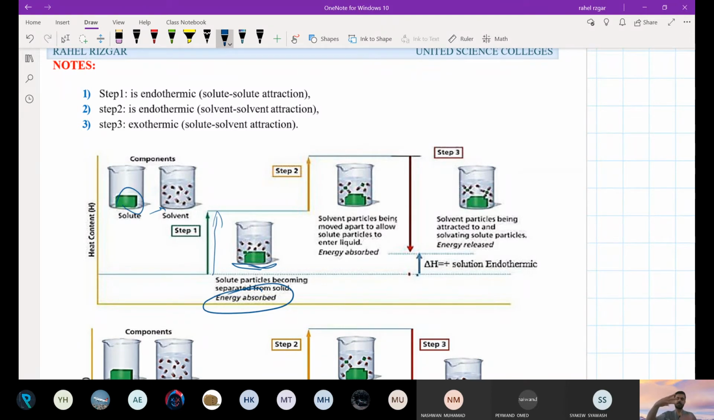Now, when this is absorbed, solvent particles also must make space. These four fingers cannot enter the solvent unless the solvents also break between them. So for breaking the solvent particles away from each other, we need to absorb energy. Both of them absorb some certain amount of energy. Let's say this one absorbs 20 kilojoules. This one also absorbs 20 kilojoules. So as a total, we have absorbed what? 40 kilojoules.